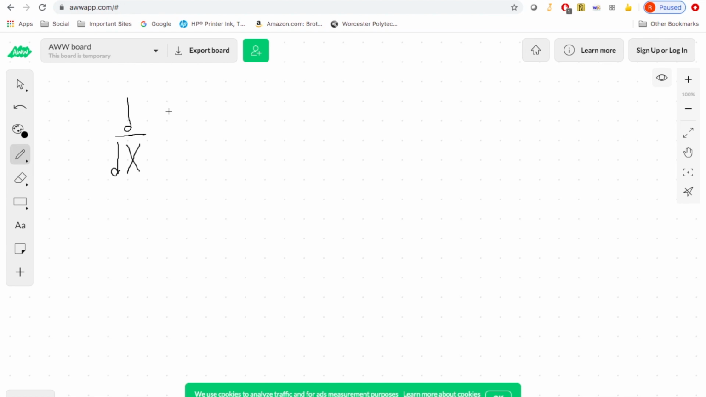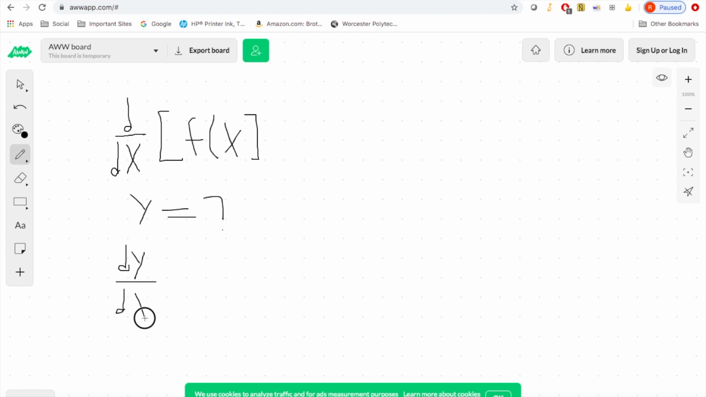So d over dx of f of x. This is something that you'll see. d over dx is a very common way if you have an expression for f of x. Say that you have an equation for y equals something. Then you'll see dy dx like this. You don't really say the over. It's not dy over dx, it's just dy dx. But all that this notation means is it's the derivative of y with respect to x.